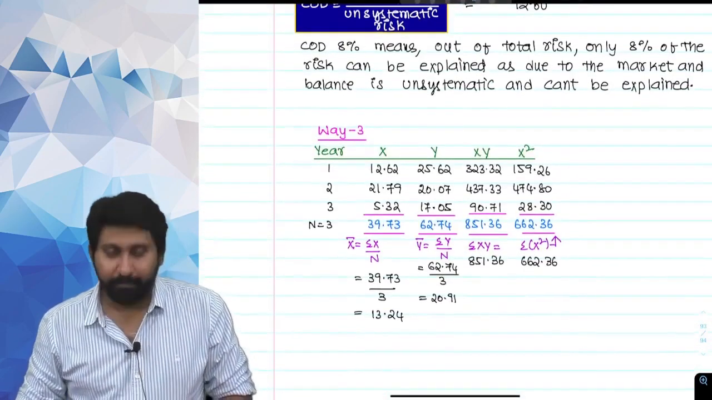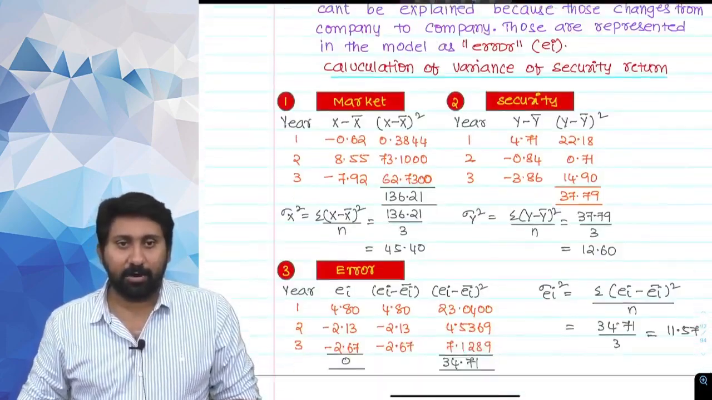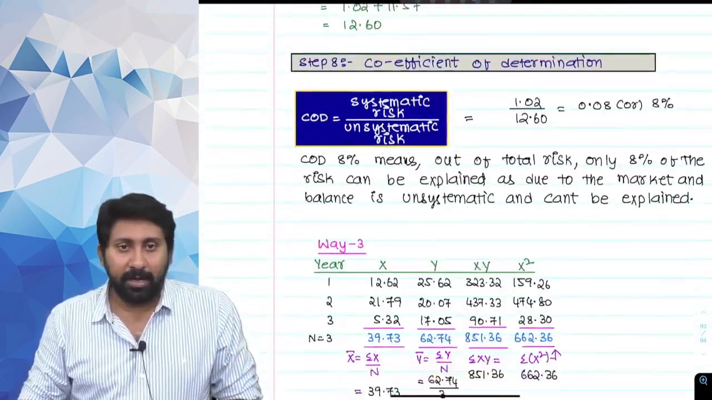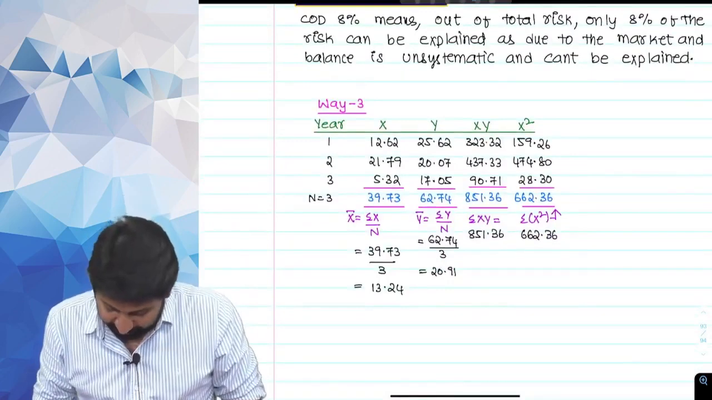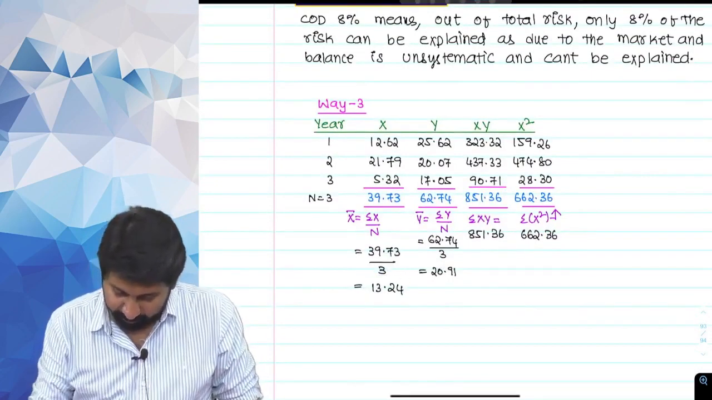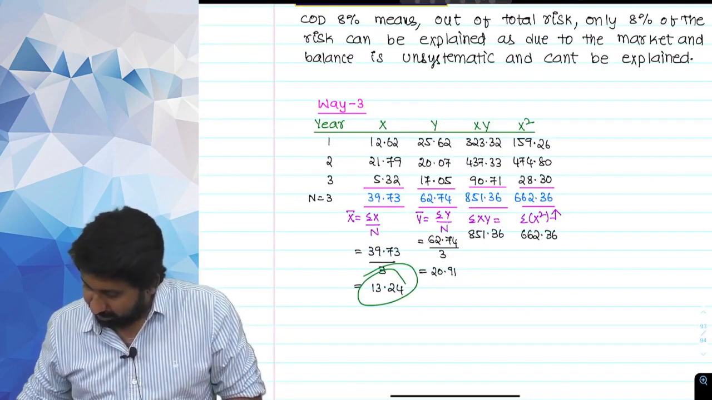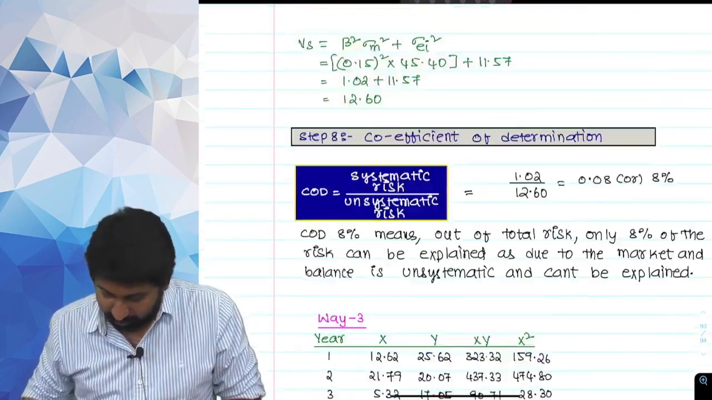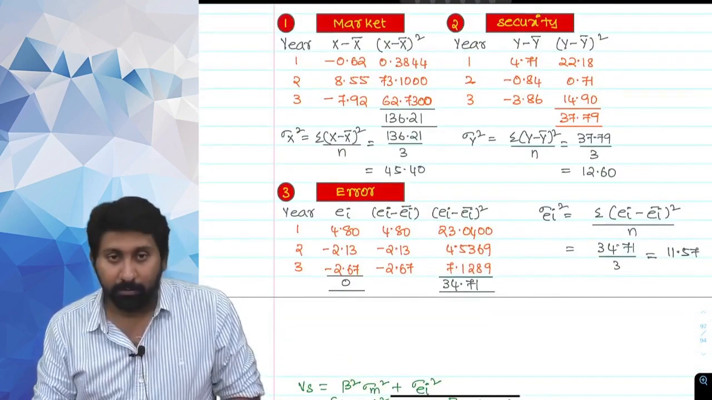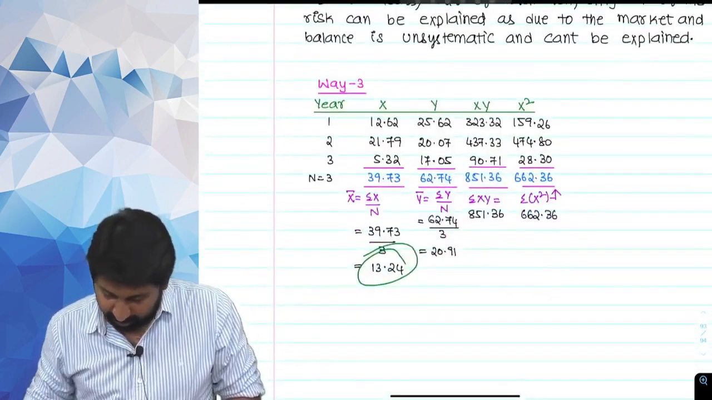Okay, satisfied? Now see here what I have done. Market: X bar is how much? 13.24. So 12.62 minus 13.24 is minus 0.62. Okay? Next.